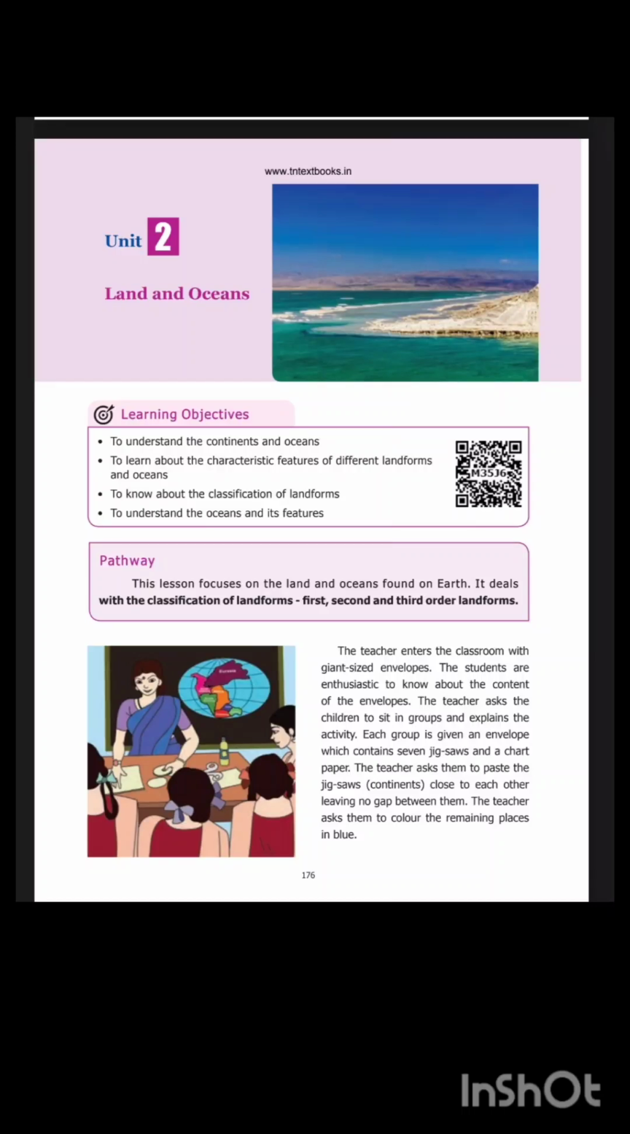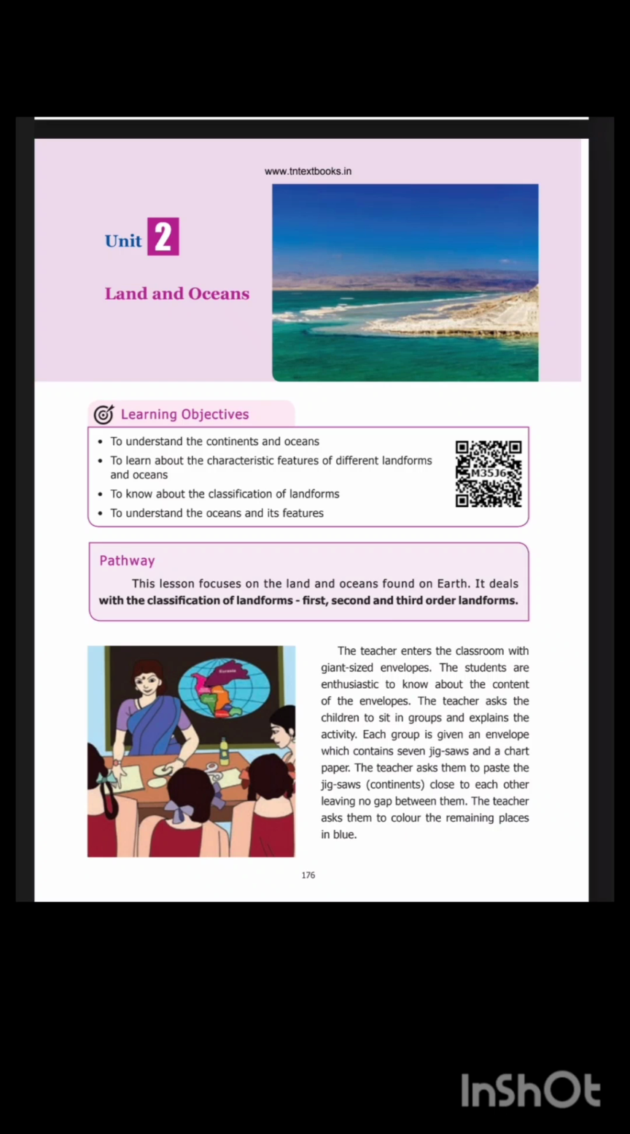6th Standard Social Science, Term 1, Unit 2, Geography. Land and Oceans. Pathway. This lesson focuses on the land and oceans found on Earth. It deals with the classification of landforms: first, second, and third order landforms.